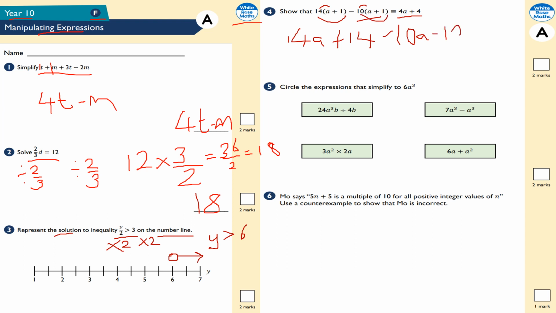Okay, so collecting like terms, 14a subtract 10a is going to be 4a, and then positive 14 subtract 10 is going to be positive 4. Hence we get the expression on the right hand side. So this is what I'll call the equivalency sign.